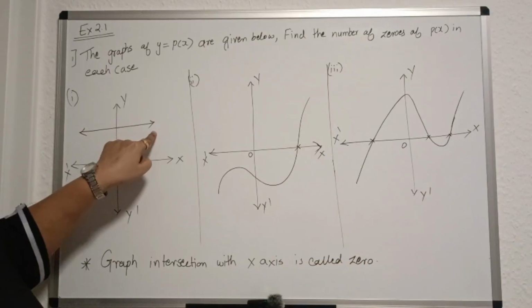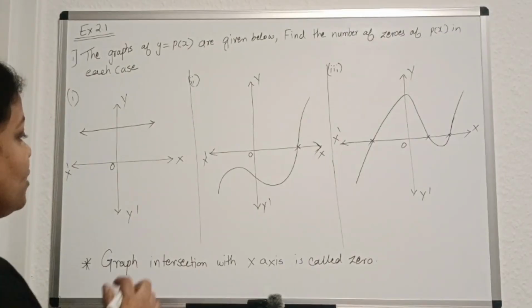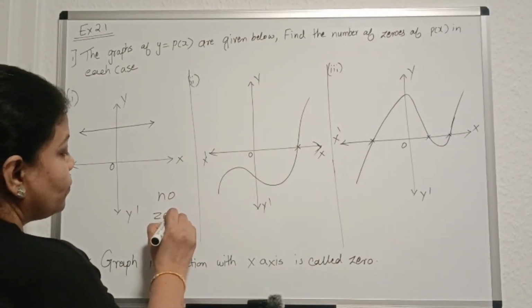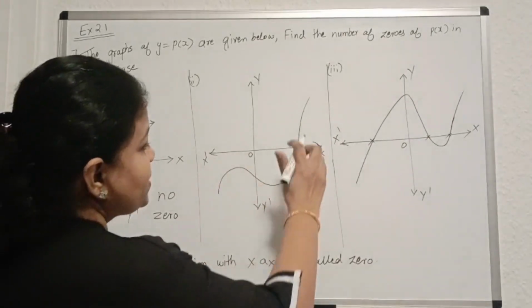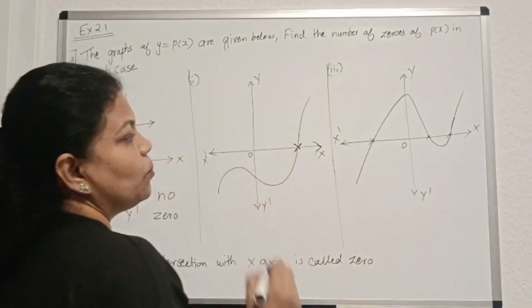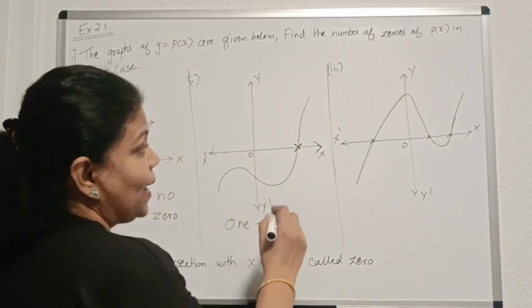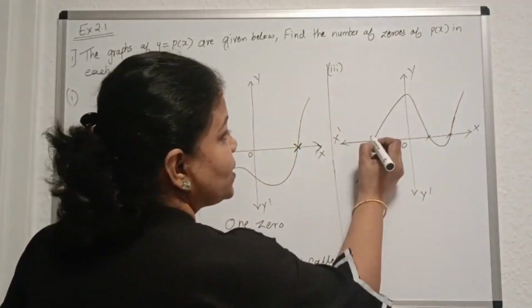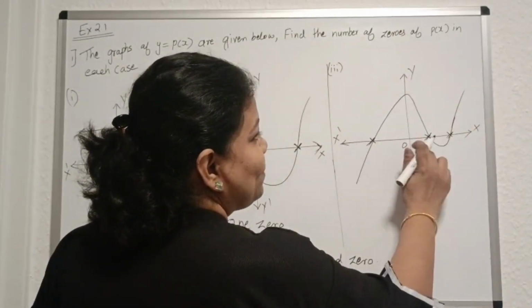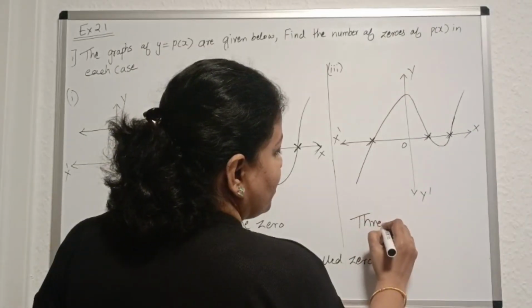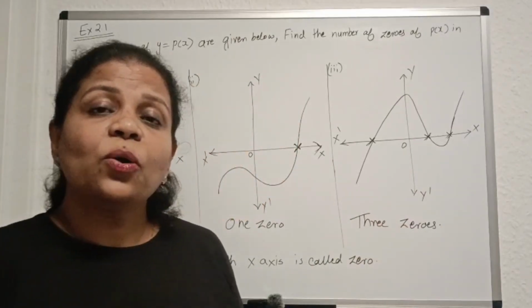So look at the first question. Here the graph is a straight line. It is intersecting the y-axis but not intersecting the x-axis, and therefore it has no zero. Look at the second graph. You can see the graph is intersecting at only one point on the x-axis, so it will have 1 zero. And for the third graph you can see 3 zeros. Why? Because it is intersecting the x-axis at 3 points, so it will have 3 zeros.